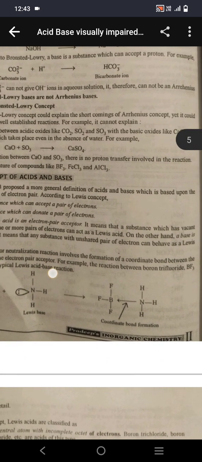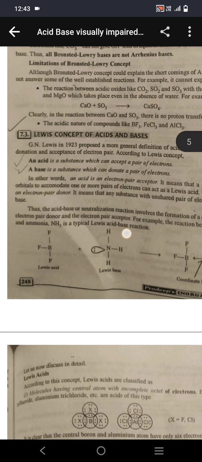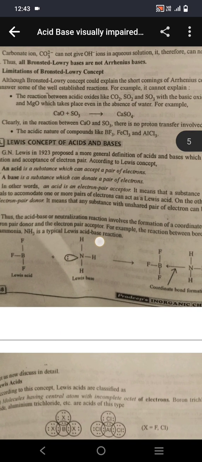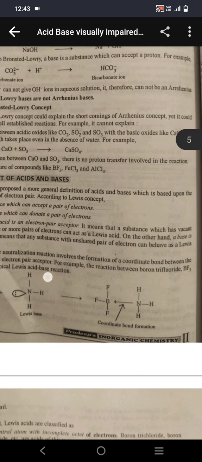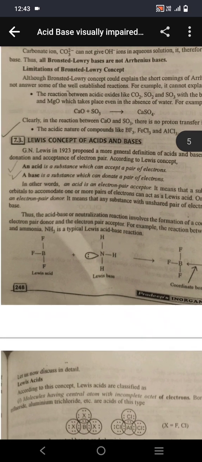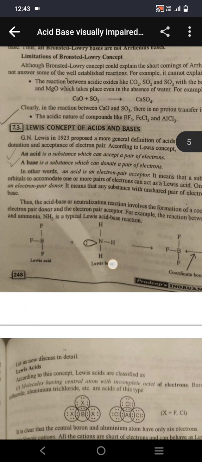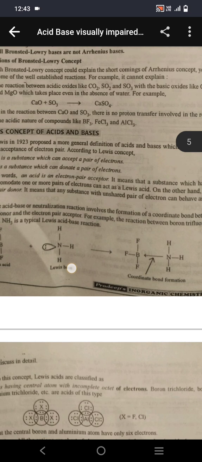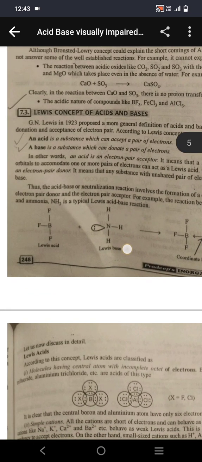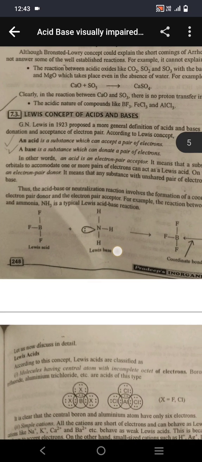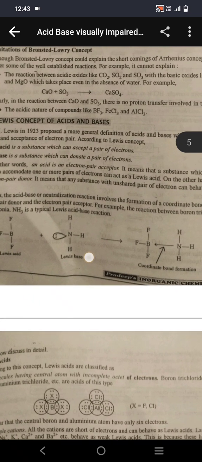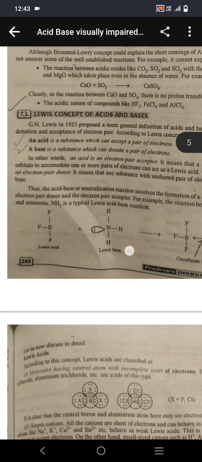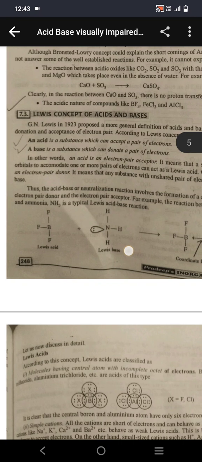On the other hand, a base is an electron pair donor. It means that any substance with an unshared pair of electrons can behave as a Lewis base. Thus, the acid-base or neutralization reaction involves the formation of a coordinate bond between the electron pair donor and the electron pair acceptor. For example, the reaction between boron trifluoride BF3 and ammonia NH3 is a typical Lewis acid-base reaction.